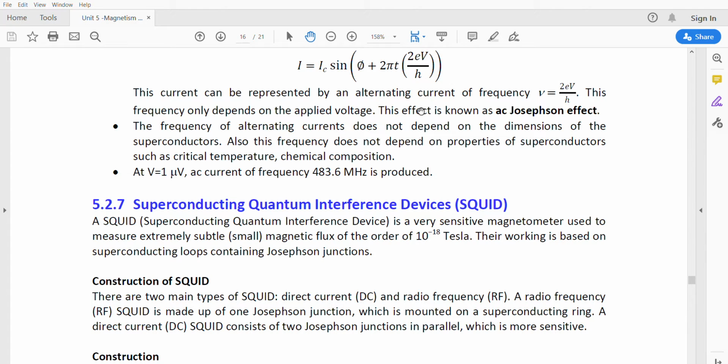The alternating current frequency is given by nu equals 2eV upon h. This frequency depends only on the applied voltage. This effect is known as the AC Josephson effect. The frequency of the alternating current does not depend on the dimensions of the superconductors. Also, the frequency does not depend on the properties of the superconductors. It depends only on the applied voltage.